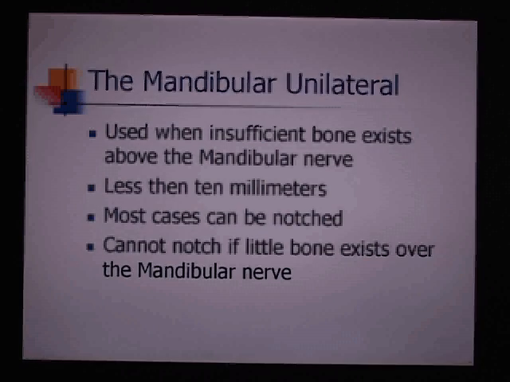The mandibular unilateral is used when insufficient bone exists above the mandibular nerve, less than 10 millimeters or so. Most cases can be notched. However, the bone cannot be notched if little bone exists over the mandibular nerve.